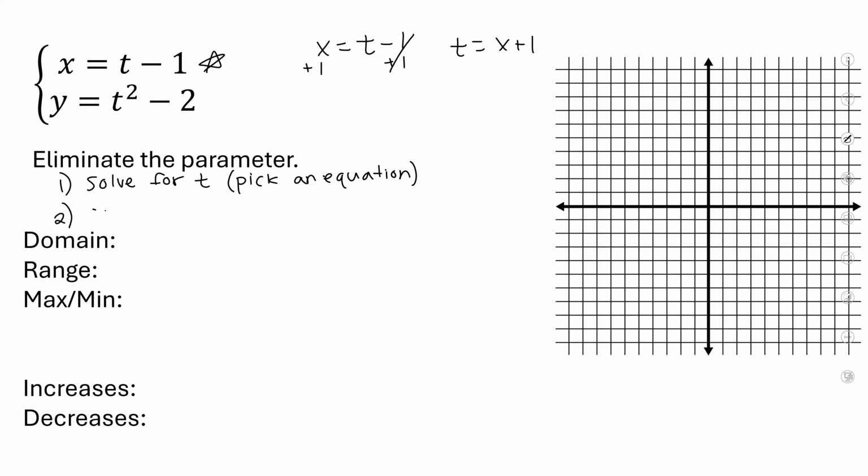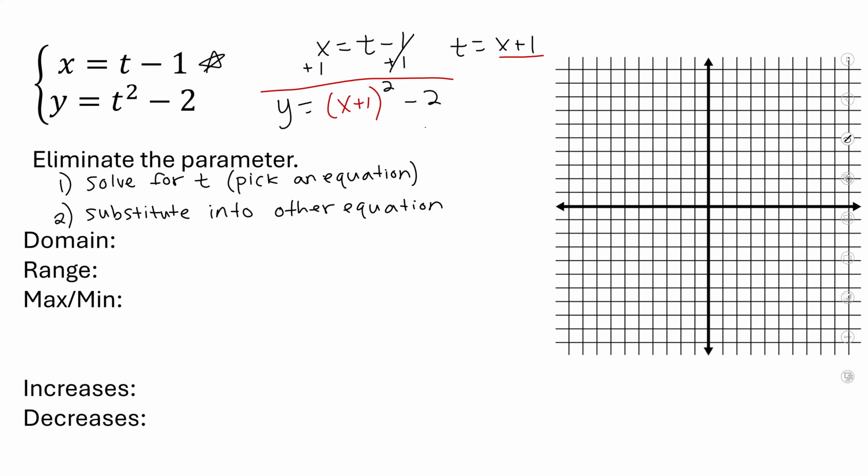Second step is you're going to substitute into the other equation. So I'm going to substitute what I just found into the other equation. I have y equals t squared minus 2. But instead of writing the variable t, I'm going to put this in, x plus 1. So this is my equation. This is called eliminating the parameter. We no longer have t's, we have x's.